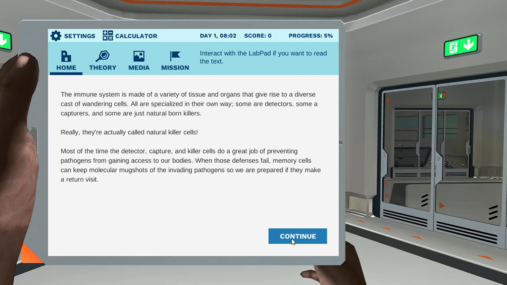The immune system is made of a variety of tissue and organs that give rise to a diverse cast of wandering cells. All are specialized in their own way. Some are detectors, some are capturers, and some are just natural-born killers. Really, they're actually called natural killer cells. Most of the time, the detector, capture, and killer cells do a great job of preventing pathogens from gaining access to our bodies. When those defenses fail, memory cells can keep molecular mugshots of the invading pathogens so we are prepared if they make a return visit.